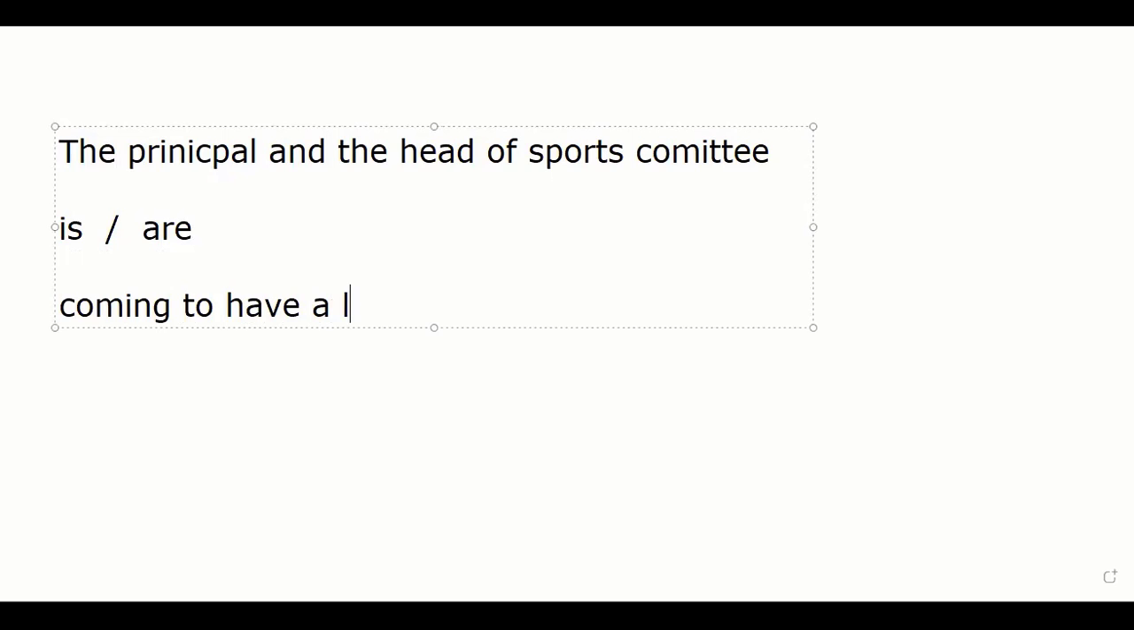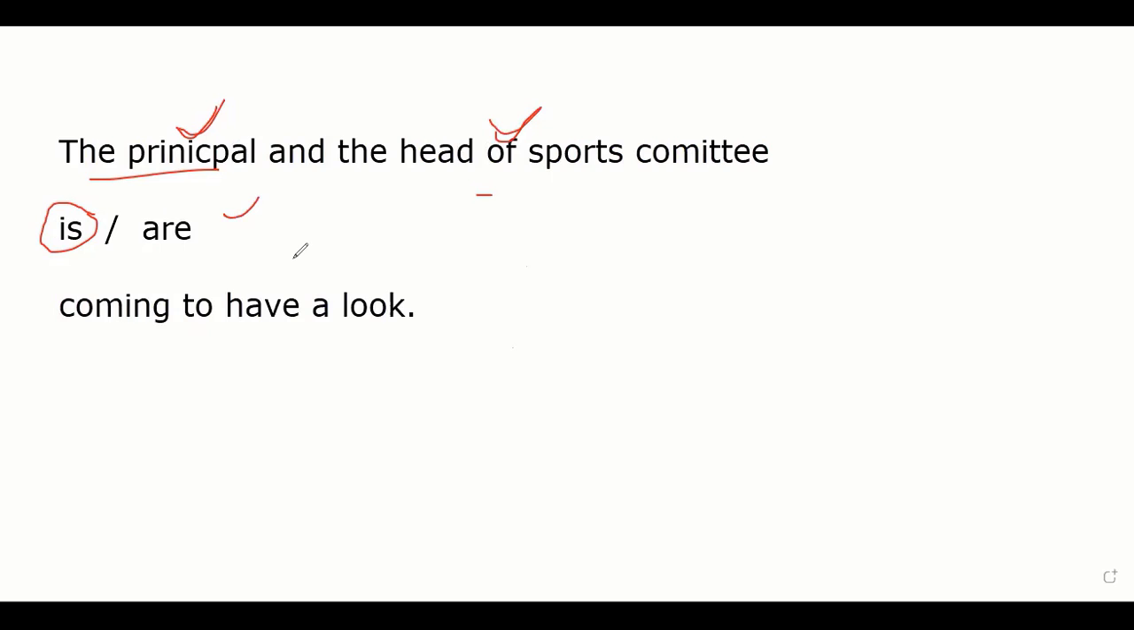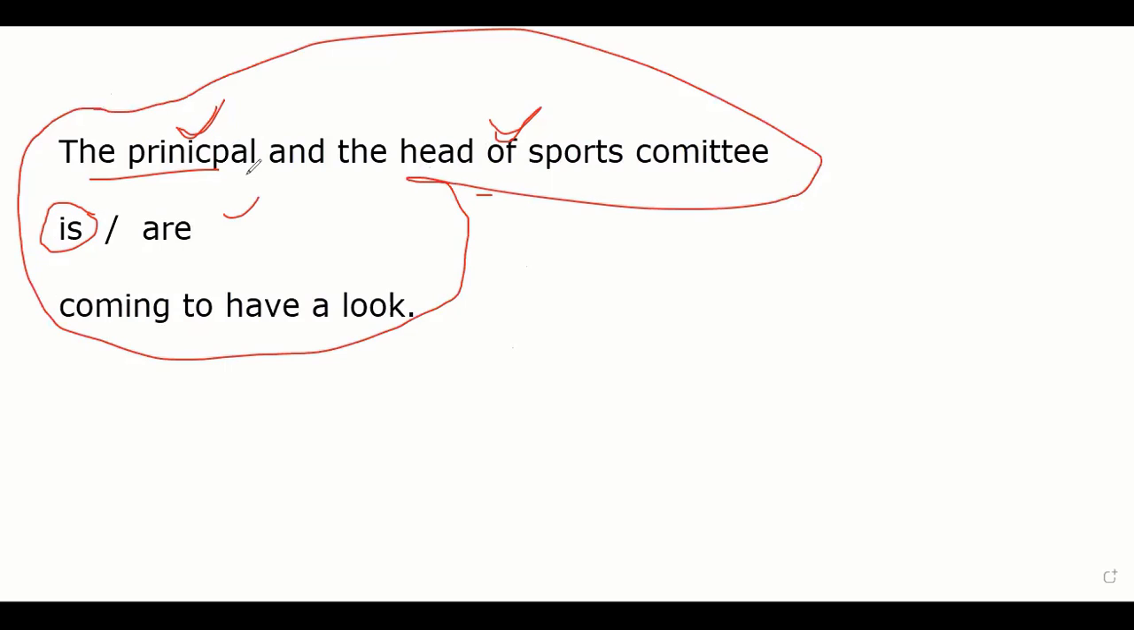Now I give you an example to explain the previous one. You will say which one is correct. It depends on the actual situation. If the principal and head of sports is the same person, suppose Sunita ji has a school and she is the principal and also head of sports, then we use is. Same person has two posts. But suppose Sunita is a principal and another person is head of the committee, then you're going to use are. So depending upon what situation you are describing, you use is or are.